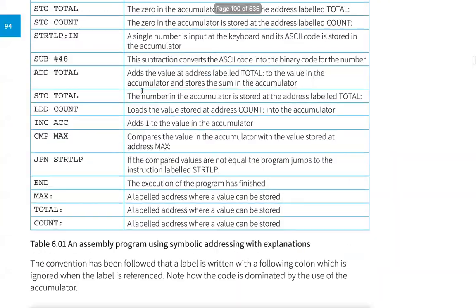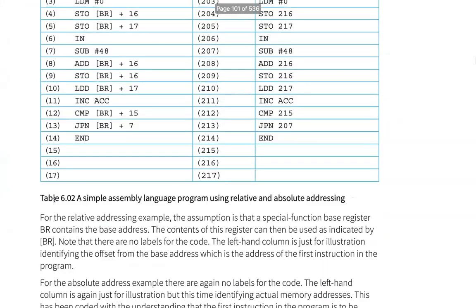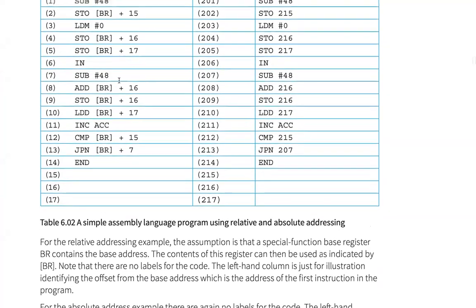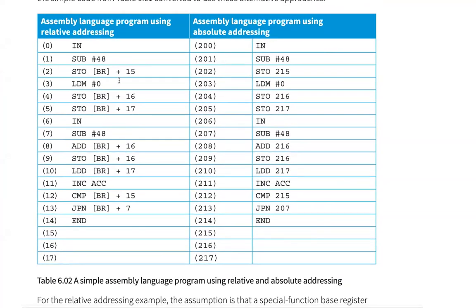Similarly, BR 16 will be total because I'm accessing the 16th location from my base register. This one will be 17 places from base register, so on and so forth. Now, this is known as relative addressing. Now, the benefit of using relative addressing is quite similar to that of symbolic addressing.